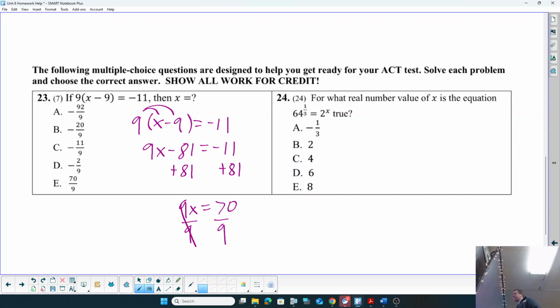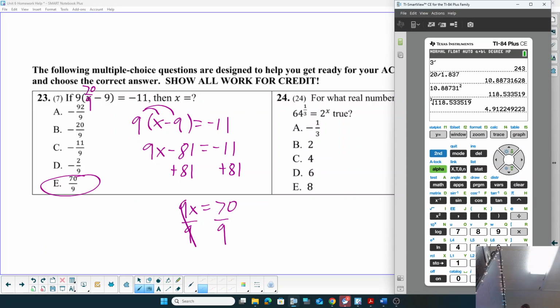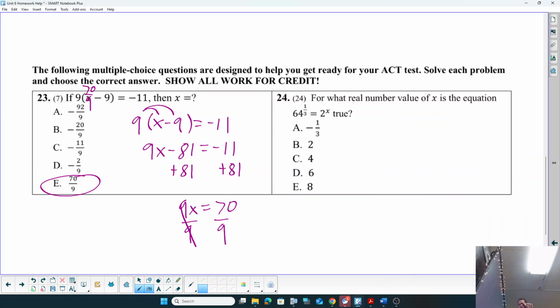We got 70 over 9. So you can plug it back in and try it, but I think that's going to work. See if it equals negative 11, right? So we use our calculator and do 9 times, parentheses, 70 over 9, close parentheses, minus 9. And hopefully it equals negative 11. It does! Good job.